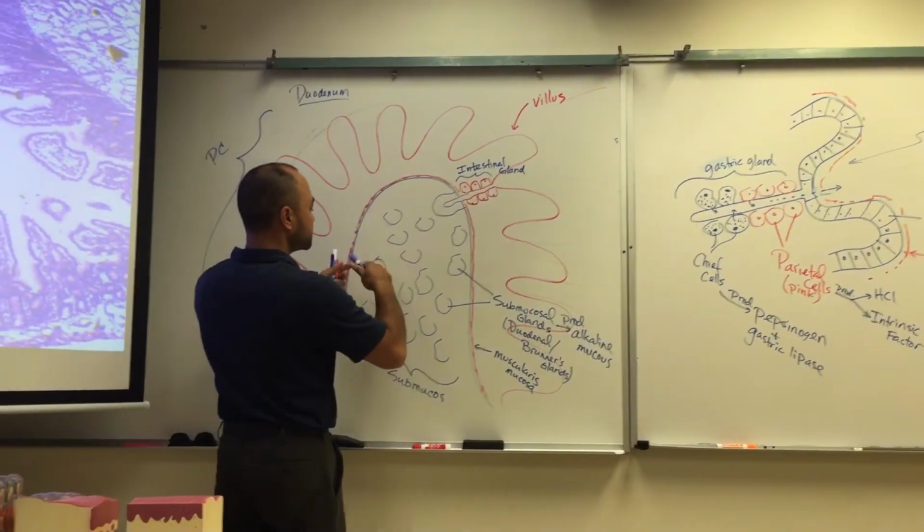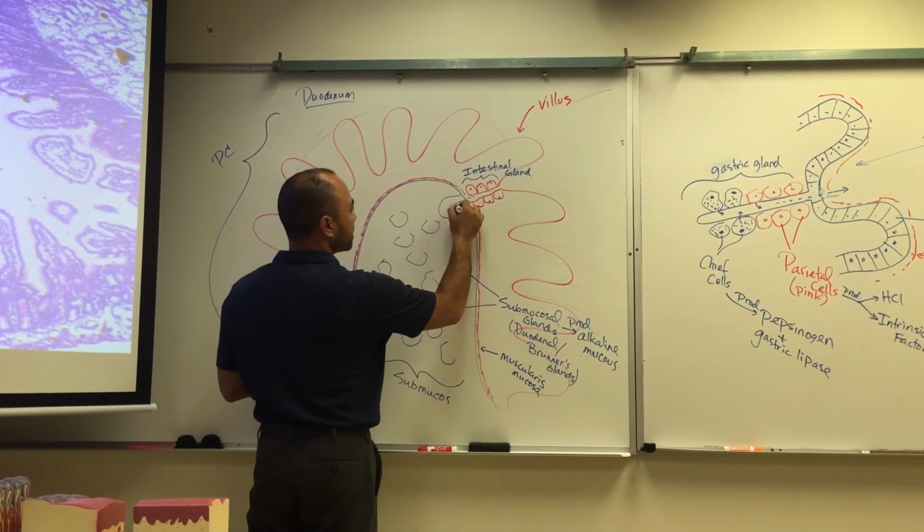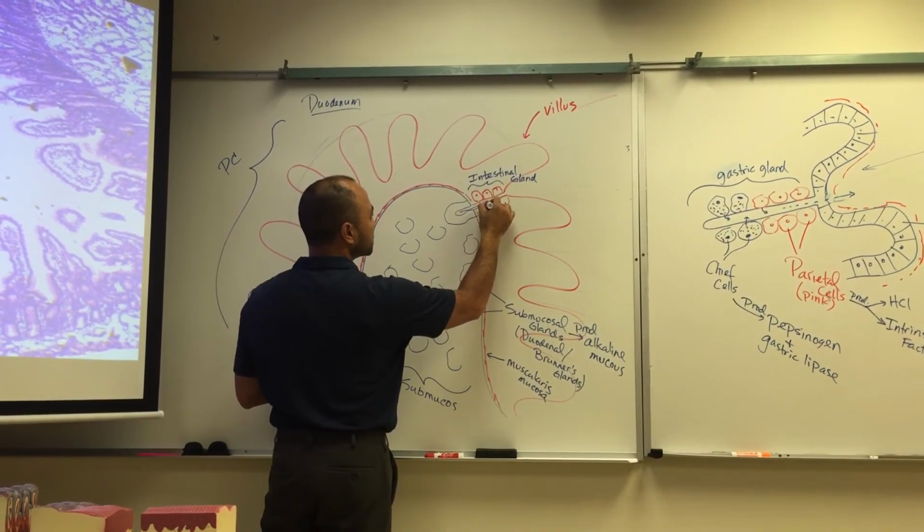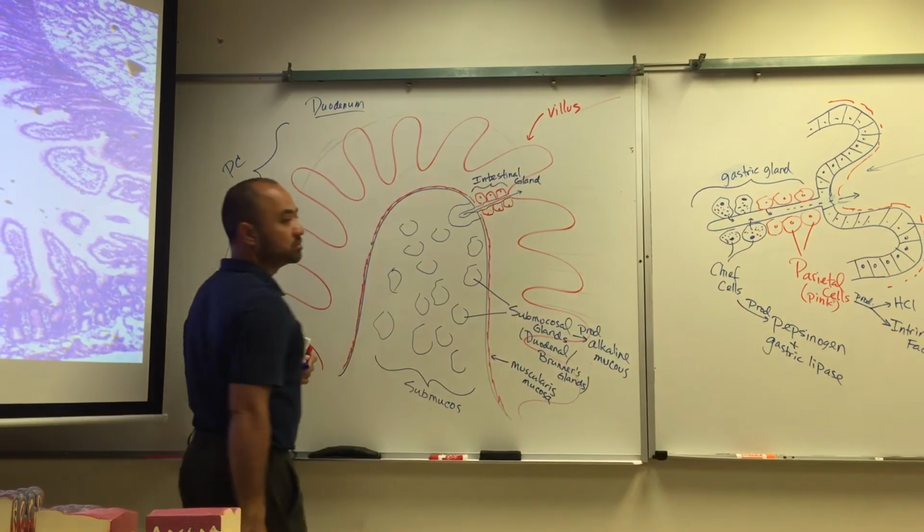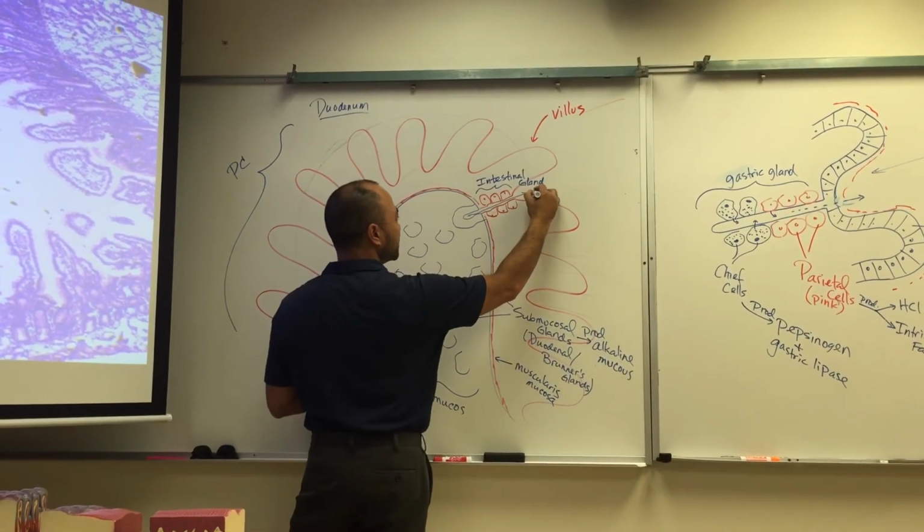What does the intestinal gland receive? It basically receives the alkaline mucus from the duodenal glands and pushes that mucus out, okay? So the mucus will then go in here.